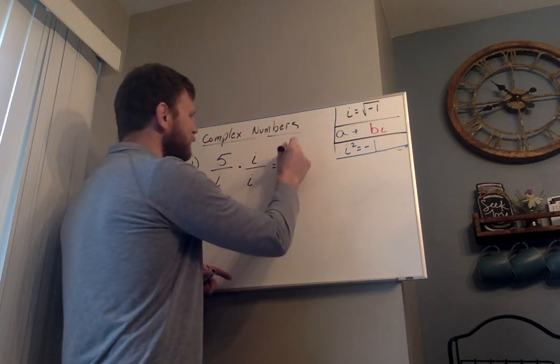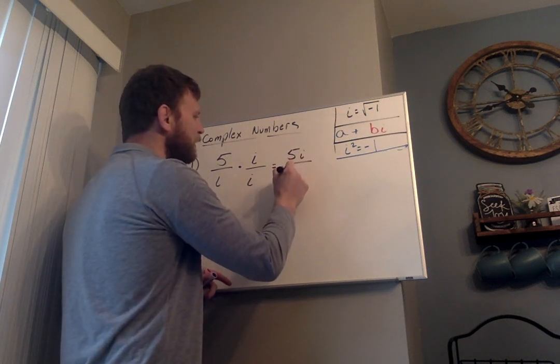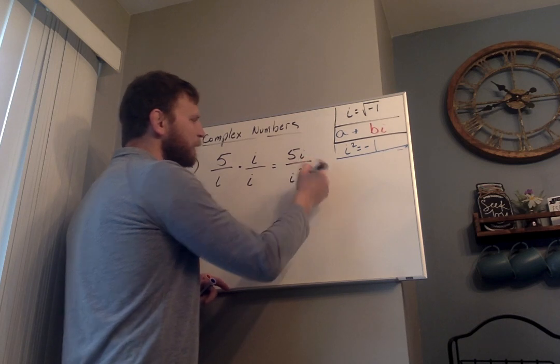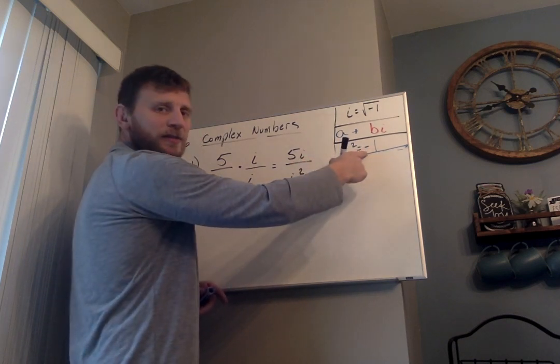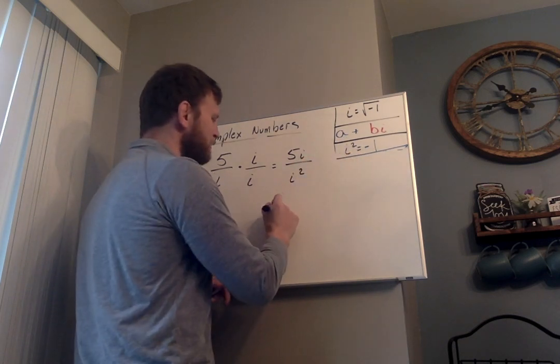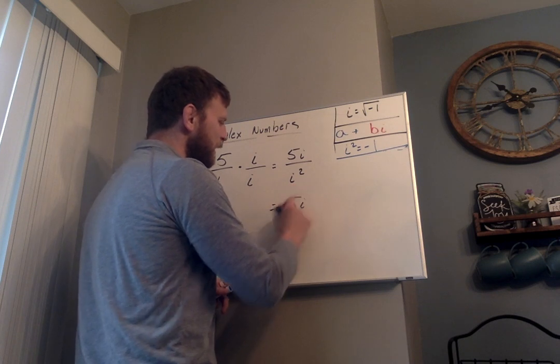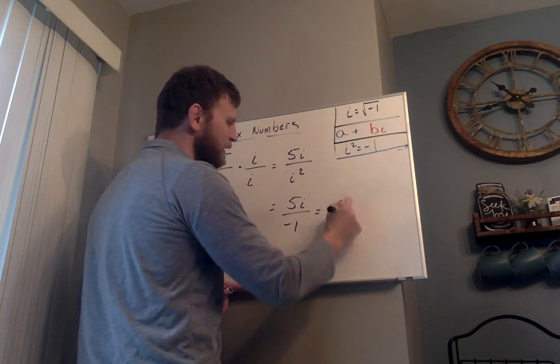So this just becomes 5i over i squared. Well, i squared we know is right over here is -1. So this is just 5i divided by -1, which is just -5i.